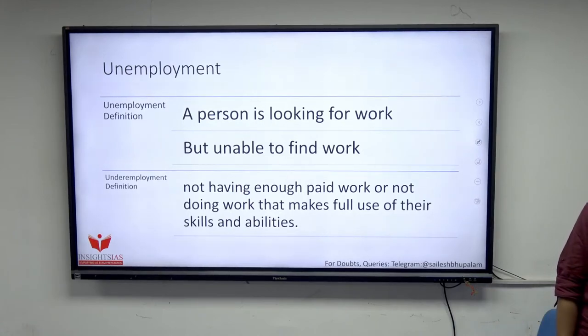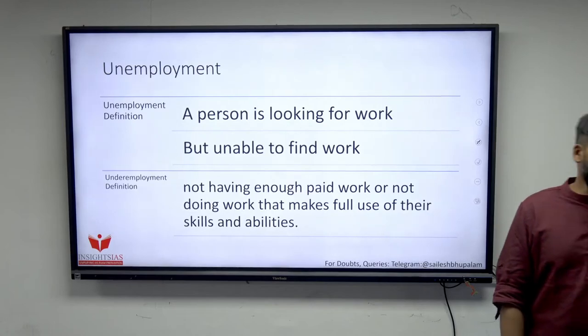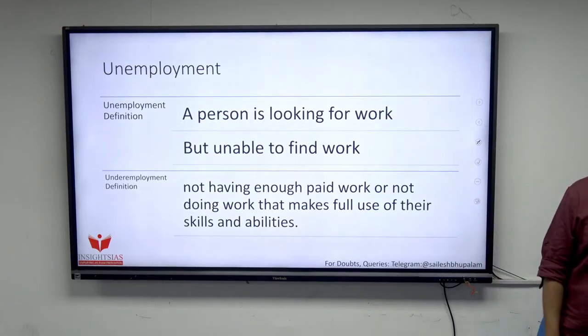And how much time will you allot for budget and survey? Budget and survey probably will take one or two classes, maybe.